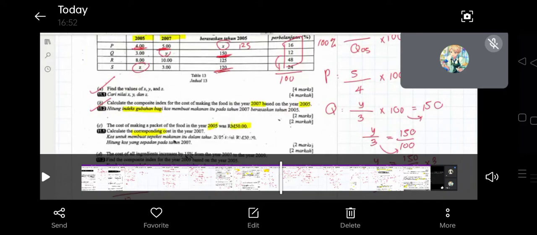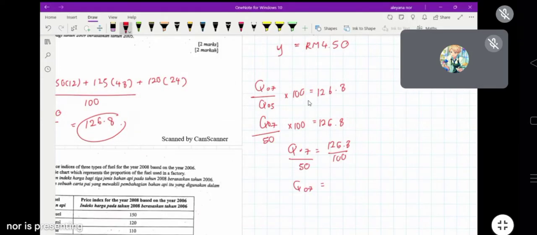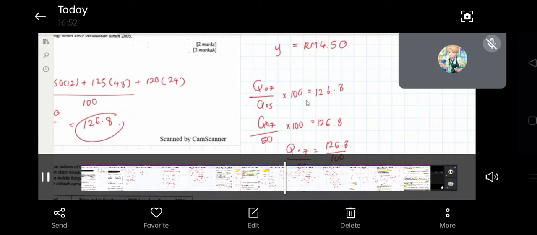Okay, she circled here, and this is the answer. Since the question asks 2007 based on 2005, you take 2007 based on 2005 darab dengan 100 sama dengan 126.8. If you're asking where we get that, it's basically from 2B, which is your index perubahan. Based on the question, 2005 is 50 ringgit. So you substitute 50 ringgit into 2005, then multiply by 100, and you do your normal algebra equations again and then you'll get it.